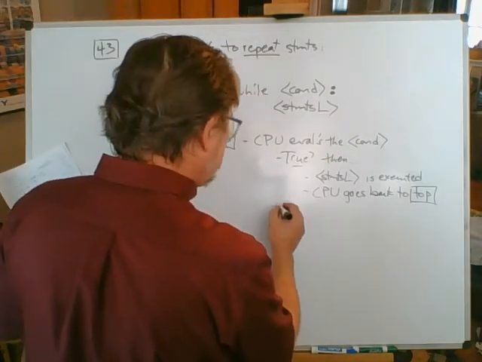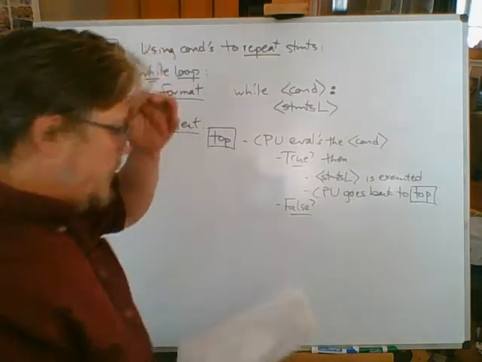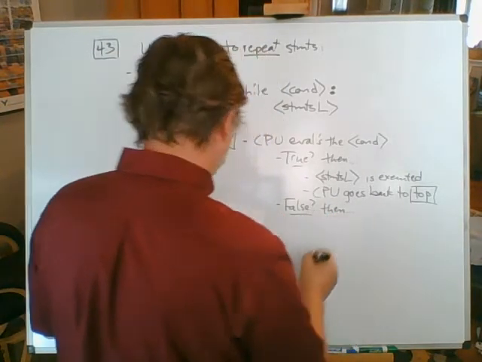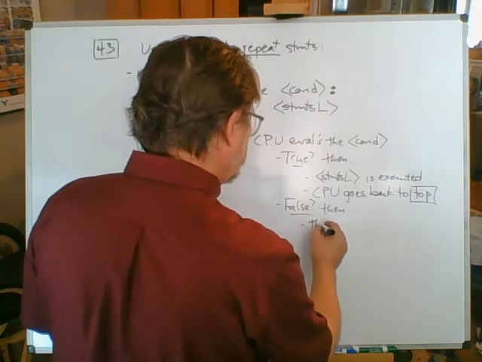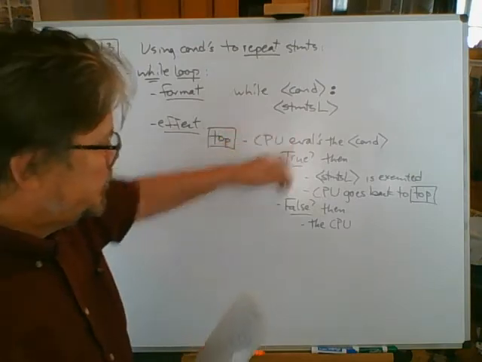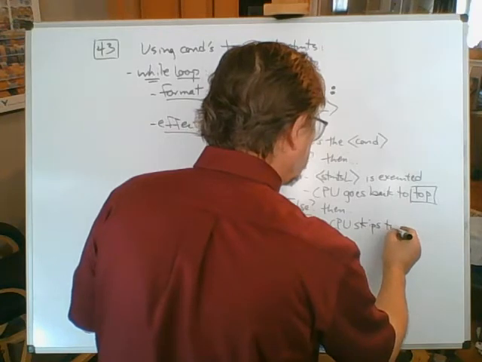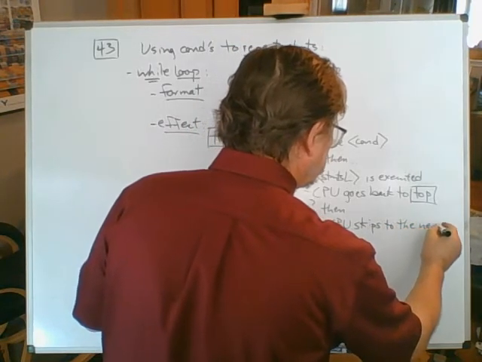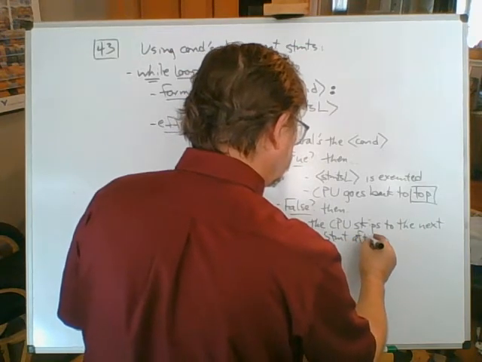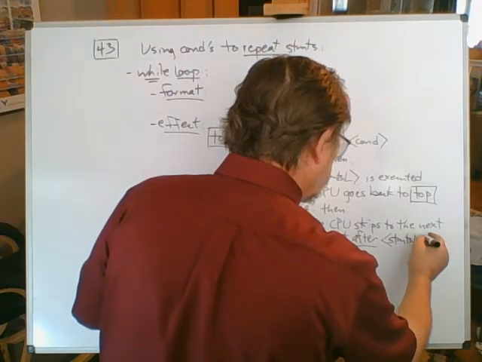What if it evaluates the condition and it is false? We don't have an else with the loop. Then this happens. The CPU skips to the next statement after statements L. A lot of writing with no talking.